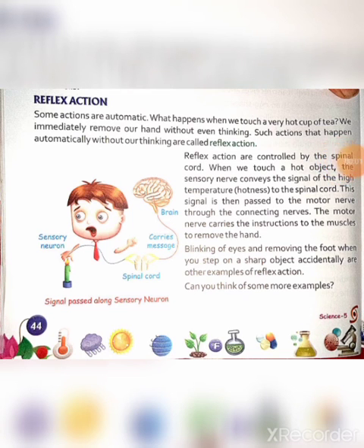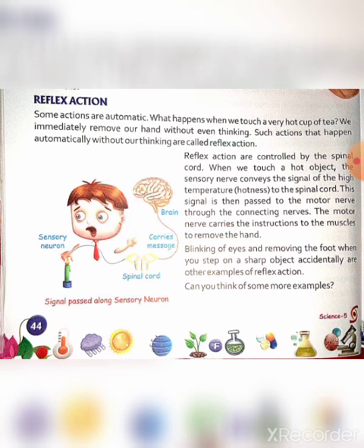Okay, next we come to the topic of reflex actions. I hope all of you have understood clearly about the nerves, types of nerves, and the brain. Okay, the nervous system, brain, and types of nerves. These are the parts of the nervous system: the brain, spinal cord, and the nerves.